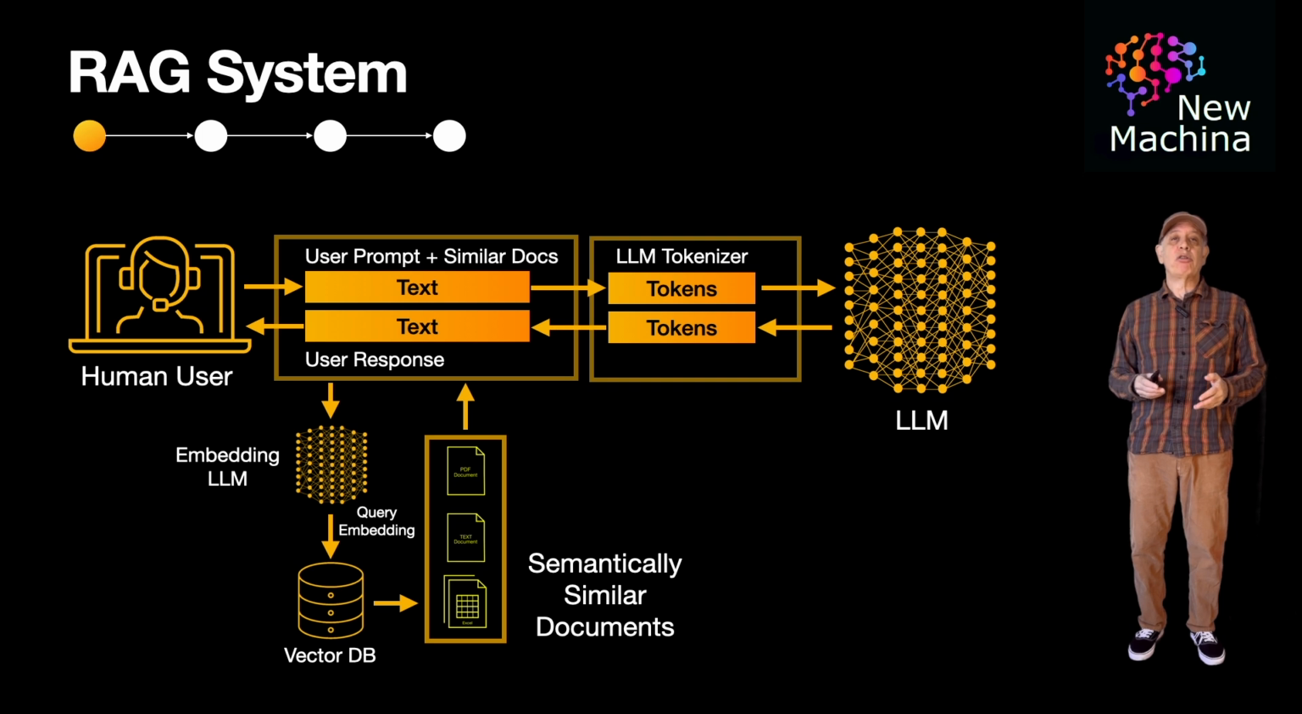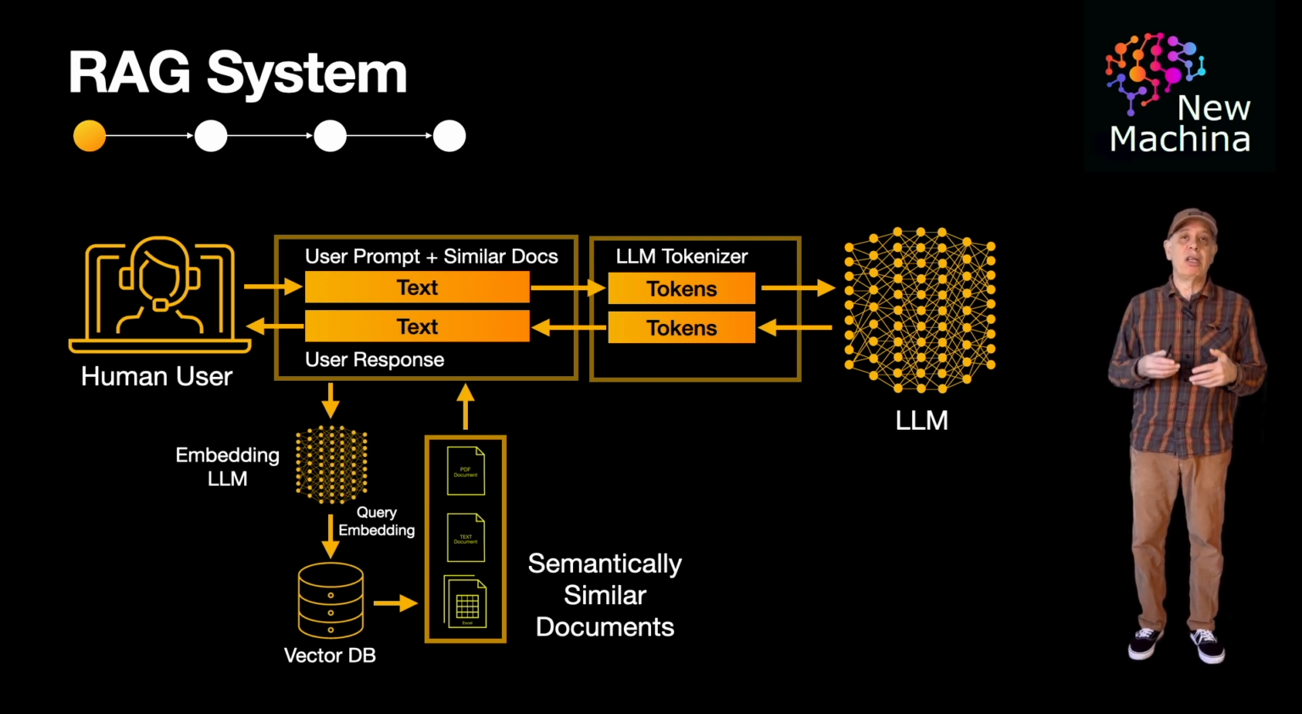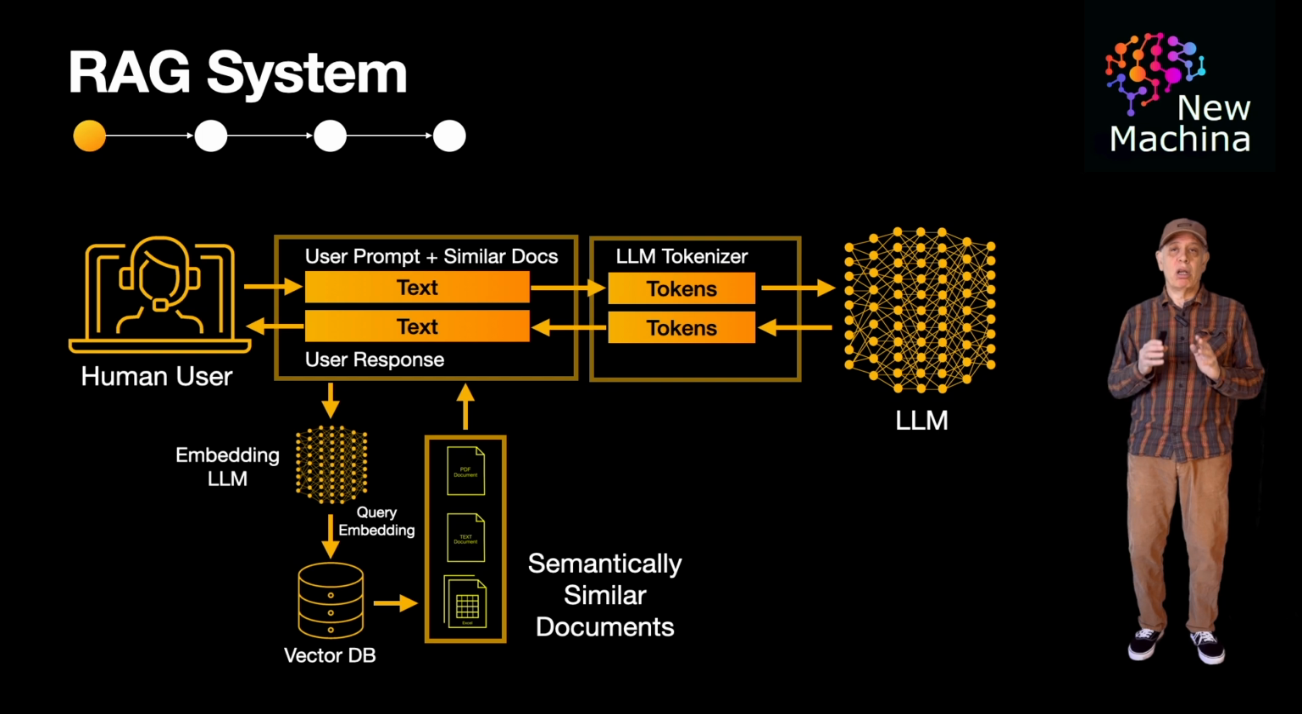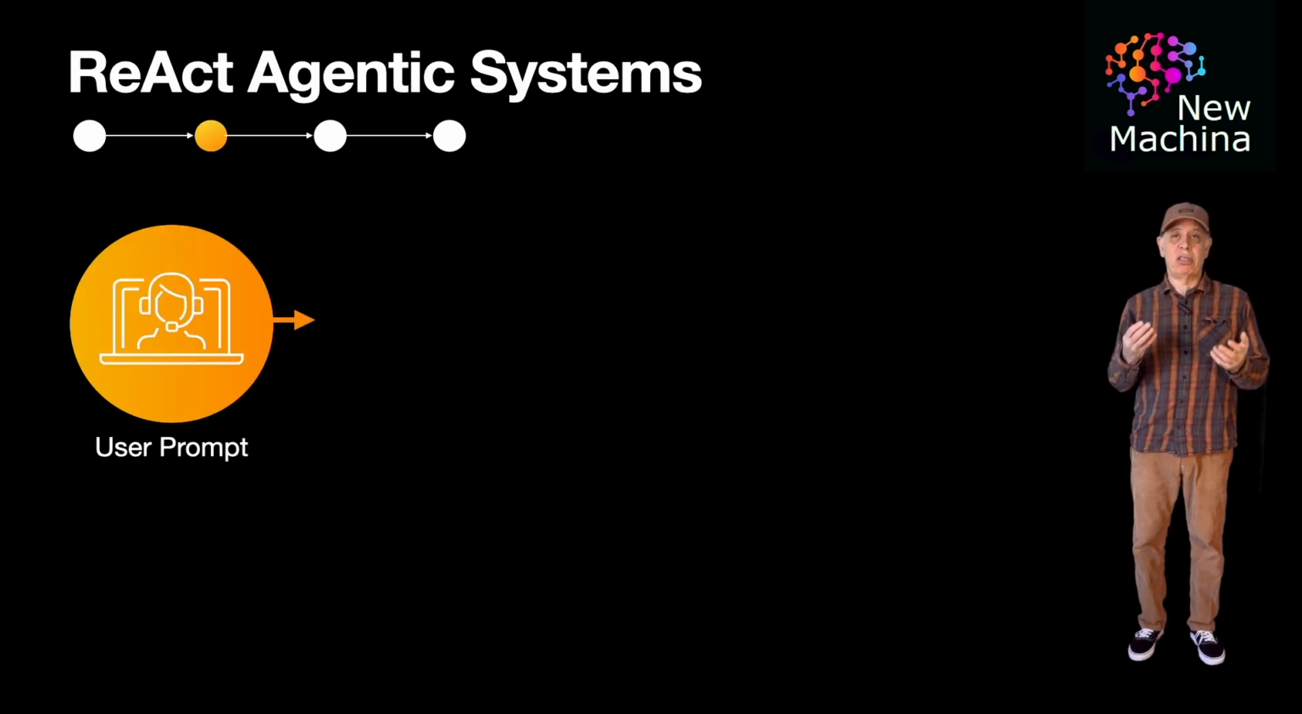The LLM tokenizer converts both the user prompt as well as the semantically similar documents into tokens. The LLM uses both of these to generate a response. The response embedding from the LLM is converted to output tokens, and from there, the output tokens are converted back to a user response. Now, let's quickly review a typical ReAct agentic system.